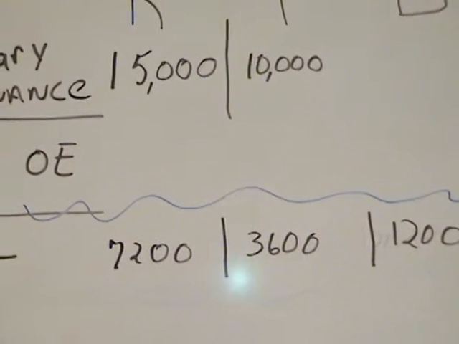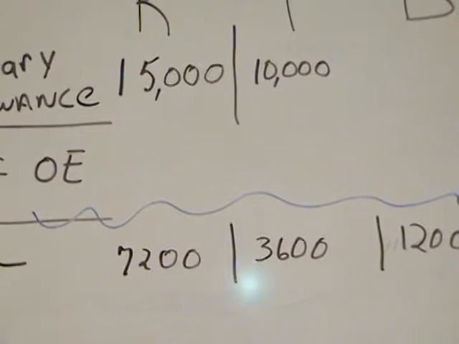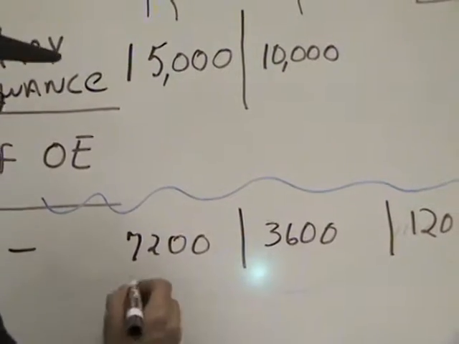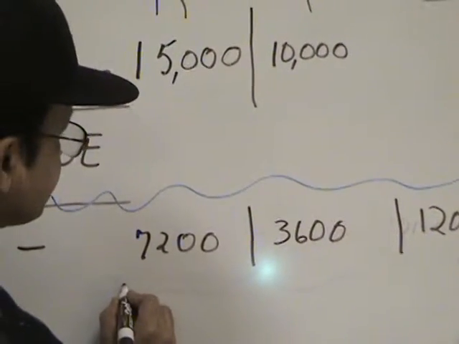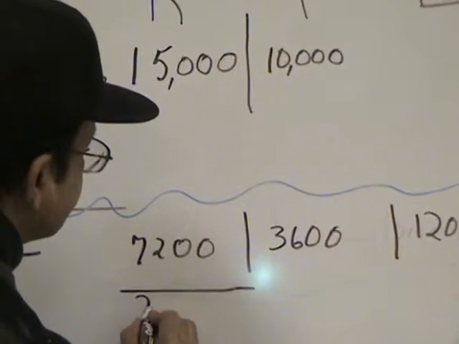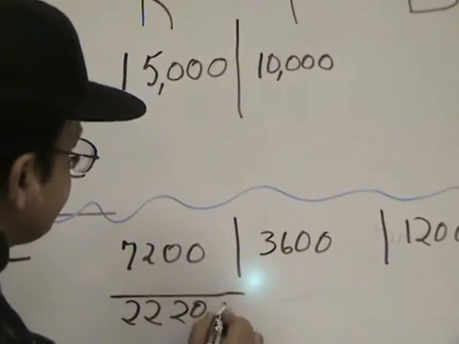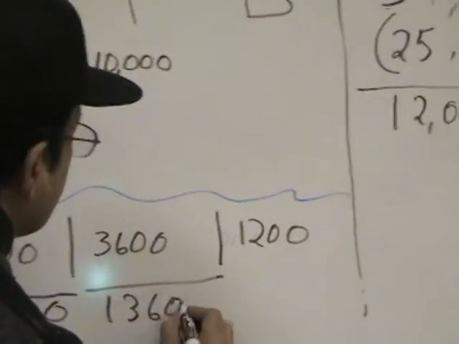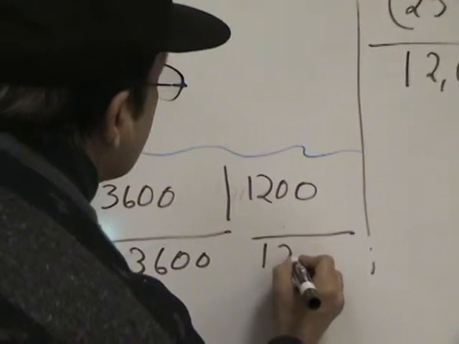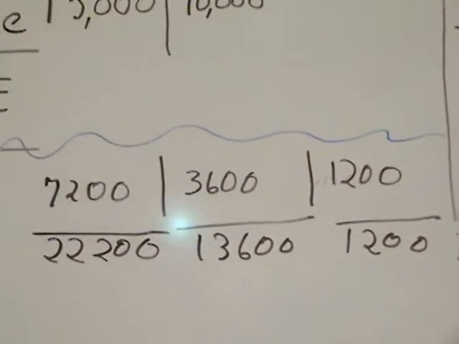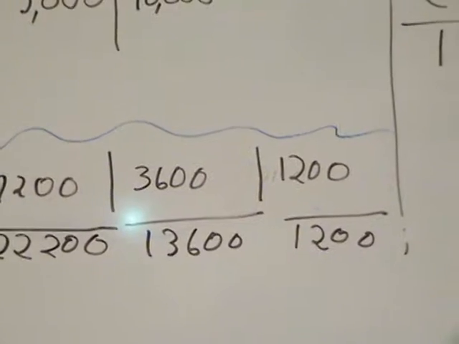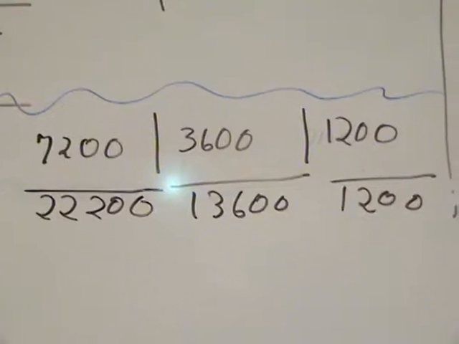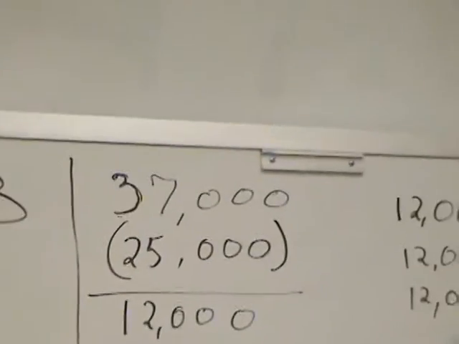For example, 15,000 plus 7,200 is 22,200. Put a line under it. Put 22,200. Under here, put 13,600. And under here, put 1,200. I don't need an answer book because when I add up 22,200, 13,600, and 1,200, it equals 37,000. That's right, it equals the net income, 37,000.